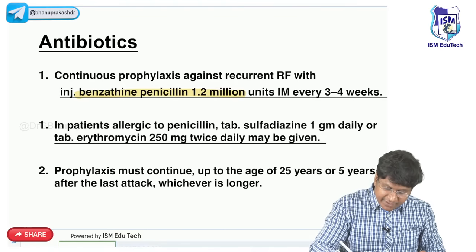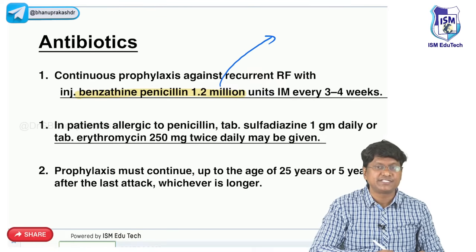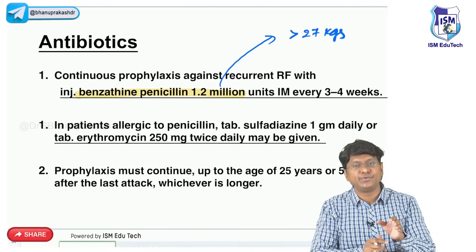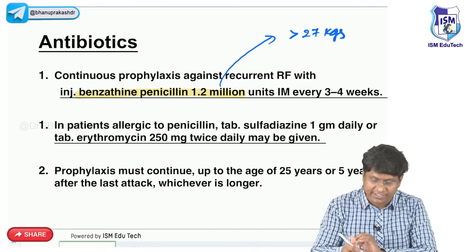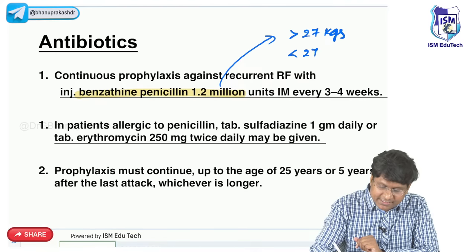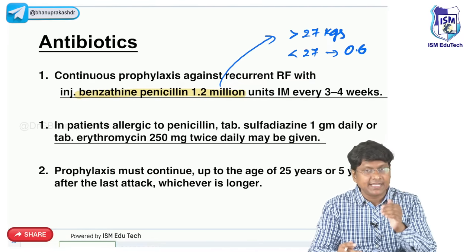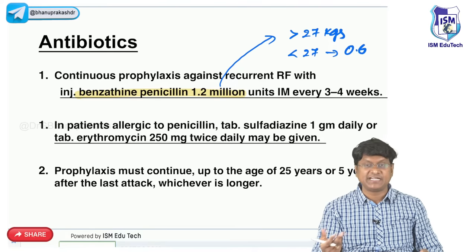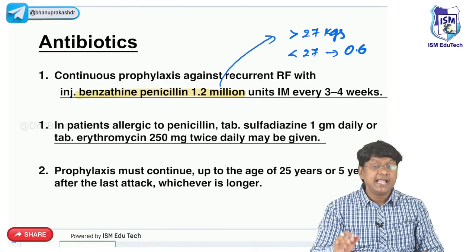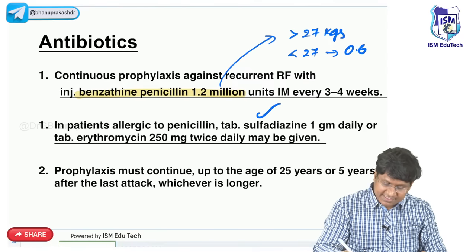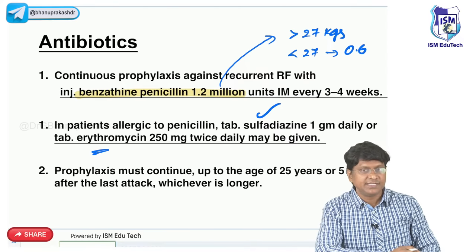In which group of individuals do you give this 1.2 million units deep IM? If the weight of the individual is more than 27 kg, you need to give 1.2 million units intramuscularly every 3 to 4 weeks. But if the weight of the child is less than 27 kg, you need to give exactly half of it, that is 0.6 million, that is 6 lakh units. And those patients who are allergic to penicillin, in them you need to give sulfadiazine or erythromycin.